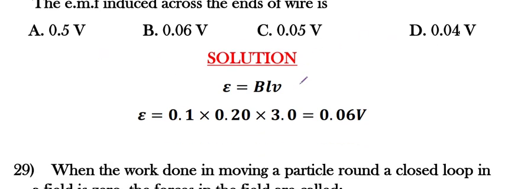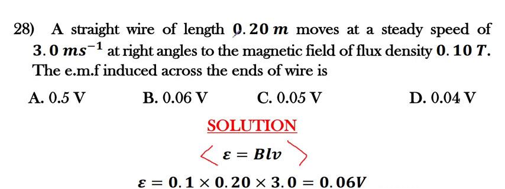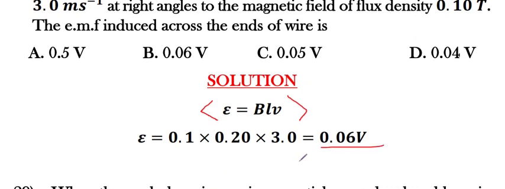So solution. It's important for you to know that the induced e.m.f in a straight wire of length L is given by the formula epsilon equals BLV, where B is the magnetic flux density, L is the length of the conductor, and V is the velocity with which the conductor moves in the magnetic field. So when you replace all the above quantities by what was given in the question, you are going to obtain 0.06 volt, and that corresponds to option B.